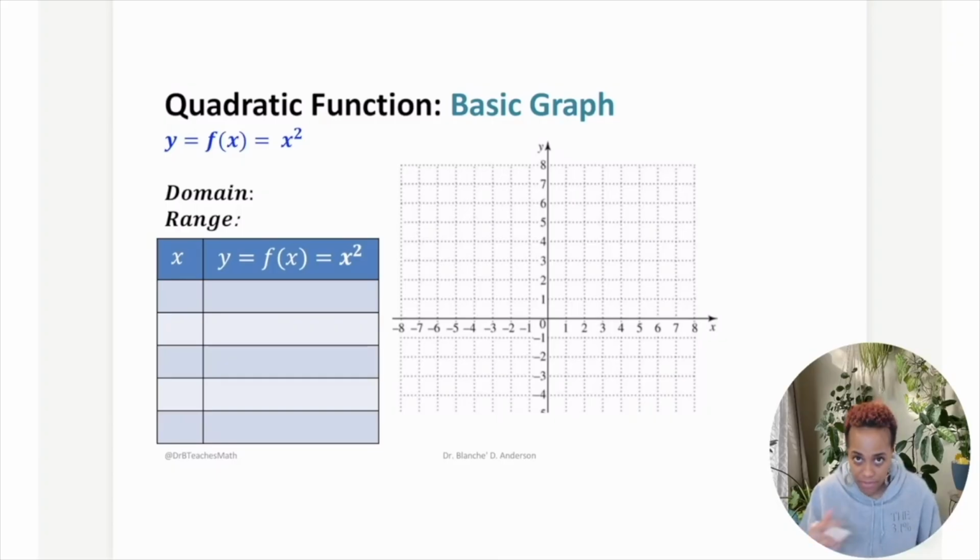The basic graph of a quadratic function is called a parabola. Let's go ahead and just do a t-table. What I'm going to do is pick numbers on the positive side of the graph, and then I'm going to pick numbers on the negative side of the graph, just so we can see what both sides look like. So let's do -2, -1, 0, 1, and 2. And basically I'm going to substitute that in for x.